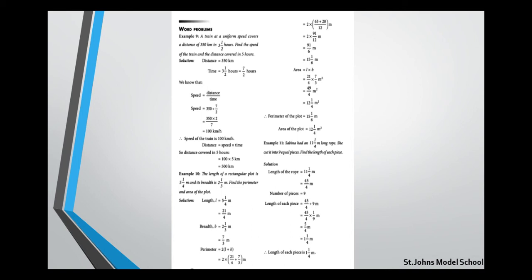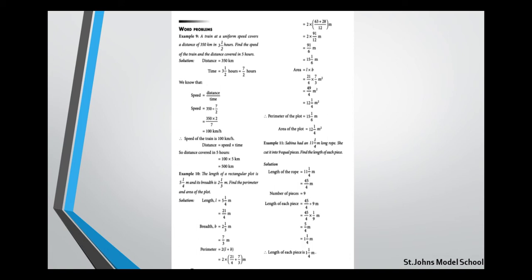Now the second example. The length of a rectangular plot is 5 1 by 4 meters and the breadth is 2 1 by 3 meters. Find the perimeter and area of the plot. So the length we converted into an improper fraction, the breadth also converted into an improper fraction. Perimeter formula is 2 into l plus b. We have to find the sum of 21 by 4 and 7 by 3.